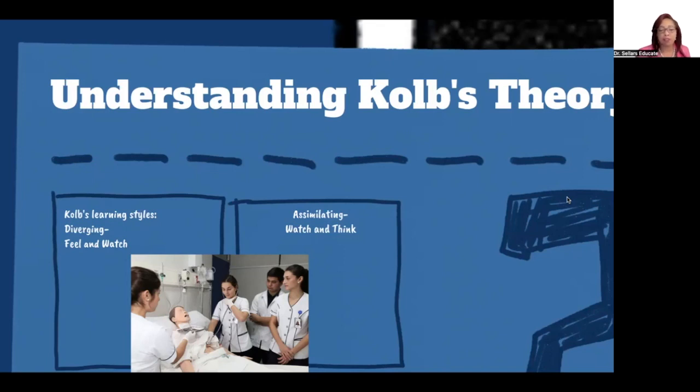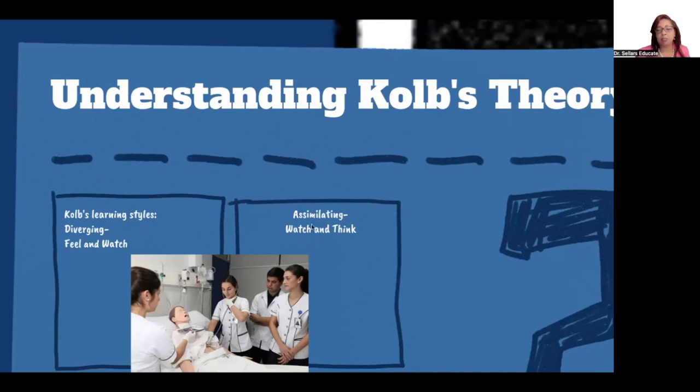So our divergers prefer to feel and watch, and we can see based on this image that there are all different types of learning styles that are present in this picture. You can see we have some students that are standing back that are watching, and we also have some students that are experiencing direct patient care. You can see this is a simulation experience where the student is listening, it looks like, to abdominal sounds. And then we have another student that is perhaps assisting the student, maybe with insertion of an NG tube. And then you have two other students that are observing.